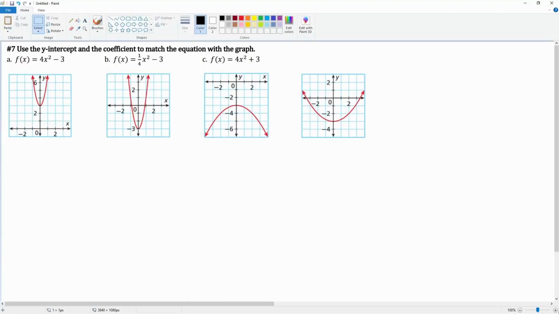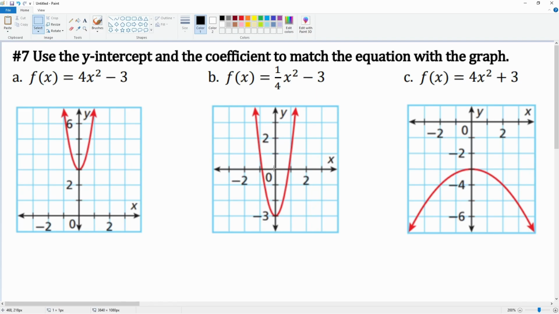We have number 7 here, which is to use the y-intercept and the coefficient to match the equation with the graph. All we have here is the a value and the c value. Let's get the a value here. The a value here is 4. So the fact that we know it's 4, it's positive. We know it's positive, so it's going to open upwards.